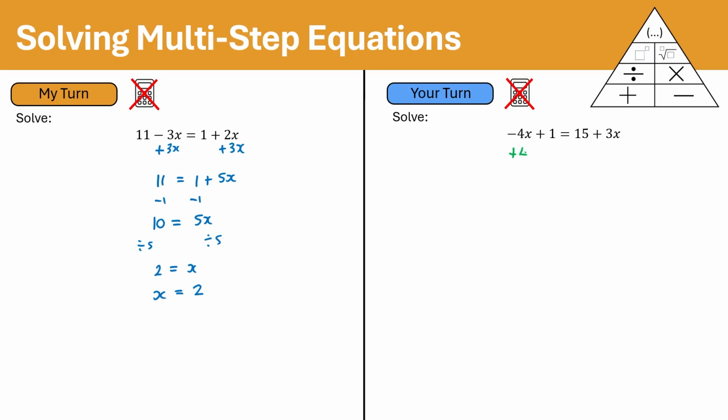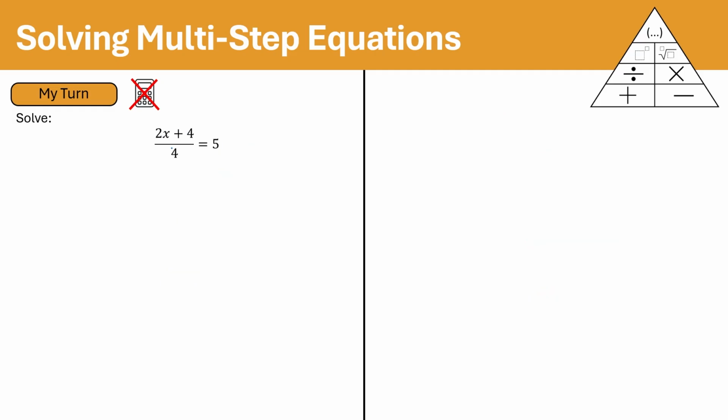I'm going to add 4x to both sides to get rid of the -4x on the left-hand side. That's going to leave me with 1 on the left is equal to 15 add 7x on the right-hand side. Now subtract 15 from both sides to make sure that your x's are on one side and your numbers are on the other. 1 subtract 15 is -14, and that's equal to 7x. Then divide by 7 on both sides. -14 divided by 7 is -2, and that gives me x on the right-hand side. My answer is x is equal to -2.